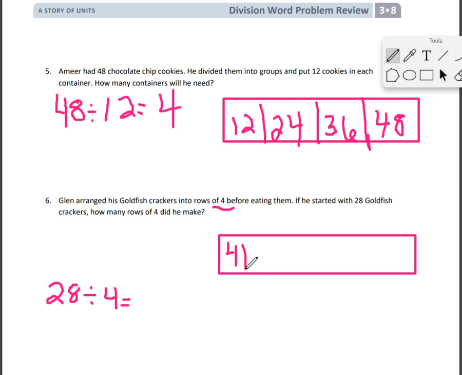So we're going to go 4, 8, 12, 16, 20, 24. We're not quite there yet, but I'll make it fit. 28. Okay. 1, 2, 3, 4, 5, 6. We had 7.